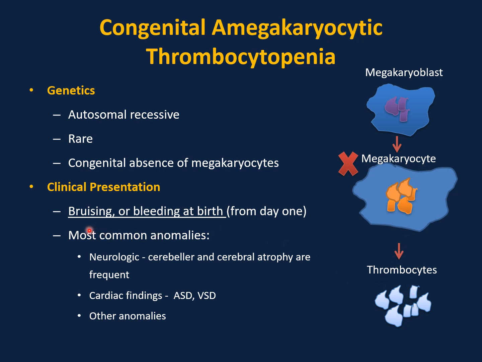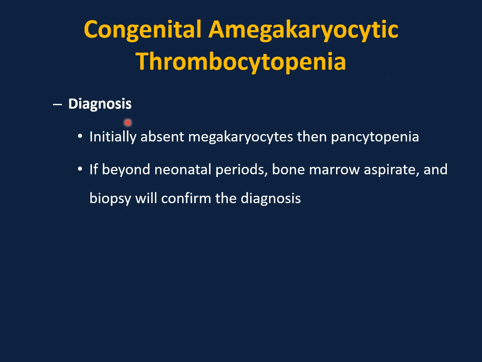So these patients will present with bruising or bleeding at birth from day one, at least in the first month of life they will present with bleeding. Also, this disease can be associated with other anomalies, neurologic like cerebellar or cerebral atrophy, cardiac like ASD, VSD, other anomalies like skeletal abnormalities. Diagnosis: initially absent megakaryocyte, then pancytopenia. If beyond neonatal period, bone marrow aspirate and biopsy will confirm the diagnosis.